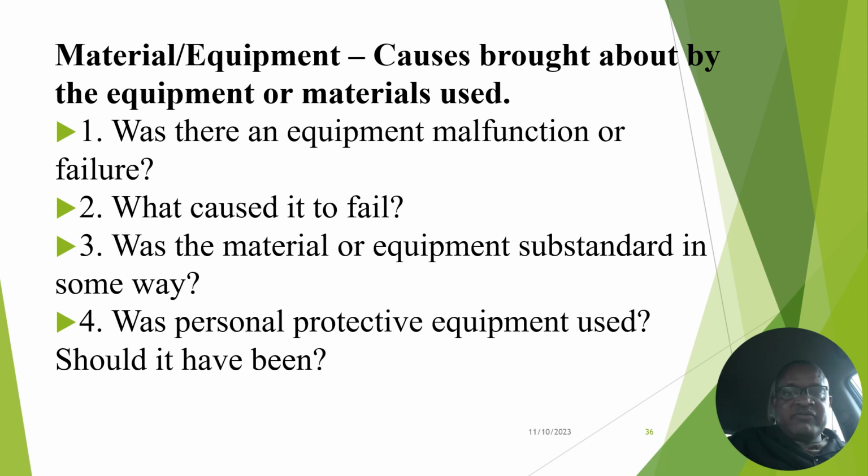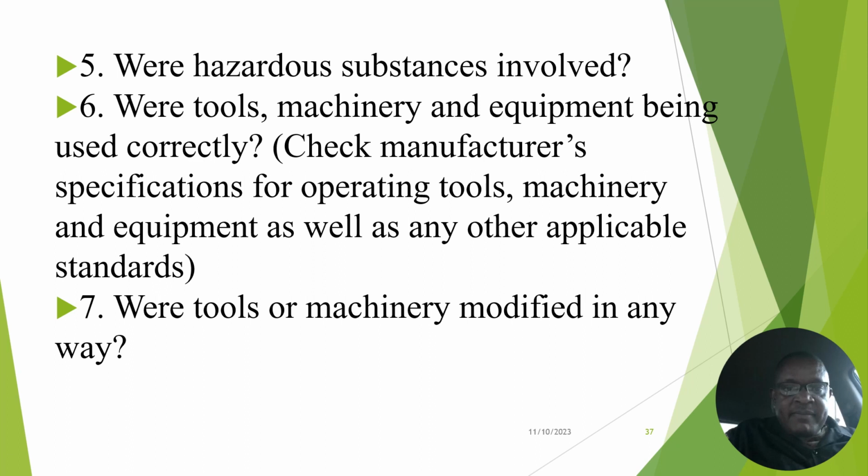Was there an equipment malfunction or failure? What caused it to fail? Was the material or equipment substandard in some way? Was personal protective equipment used? Should it have been used? These are also some of the very important questions, especially when we are talking about workplace injuries or workplace accidents. These are some of the very important questions that you are supposed to remember to ask.